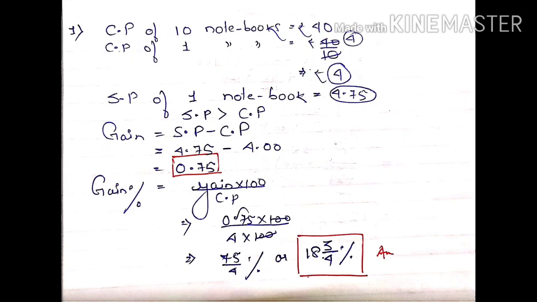So what is the cost price of one notebook? Means copy, 4 rupees, and what is the selling price? 4 rupees 75 paise. Which one is greater, cost price or selling price? In 4 rupees you are buying a thing, and in 4 rupees 75 paise you are selling the thing. So what do you have in this? Check, I have written here selling price is greater than cost price, it means it is profit, means gain equals selling price minus cost price.